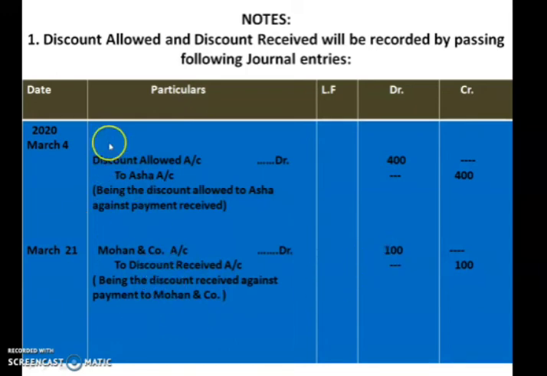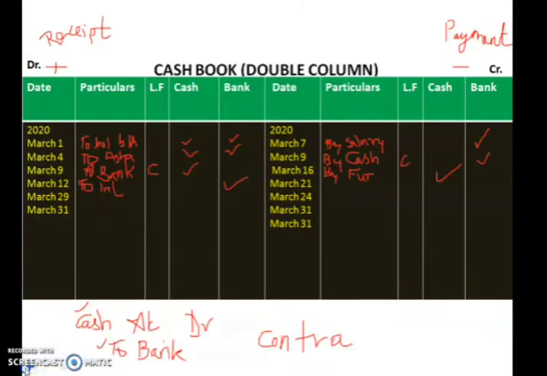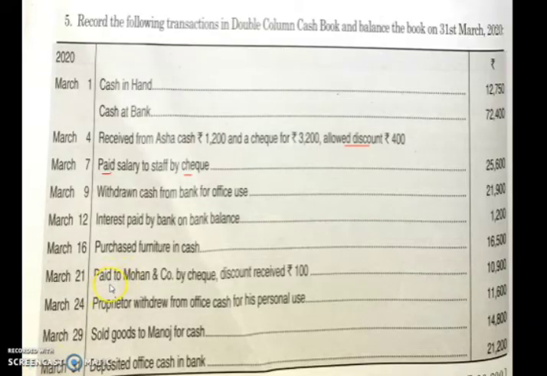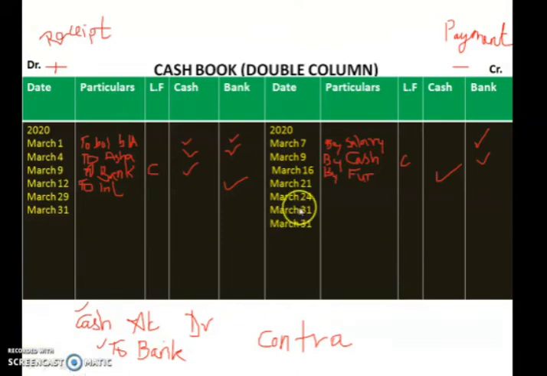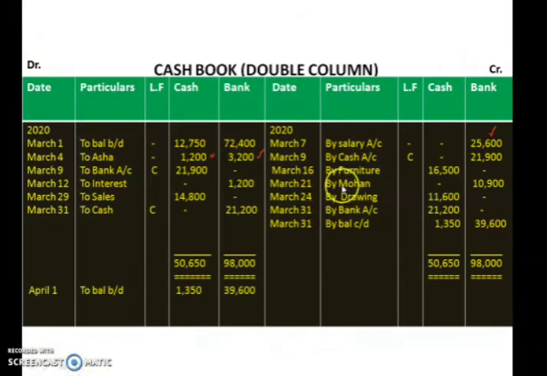So this journal proper is used to show the discount allowed or discount received, or the items for which we don't prepare a cash book, which are not shown in the cash book, will be shown under a separate account, that is journal proper. Now regarding that transaction, we have paid to Mohan. We paid, that means payment is there. So in payment we know that on which date, on 21st March, you will write by Mohan, and because we have paid Mohan through a check, you will write the amount in the bank column as 10,900.